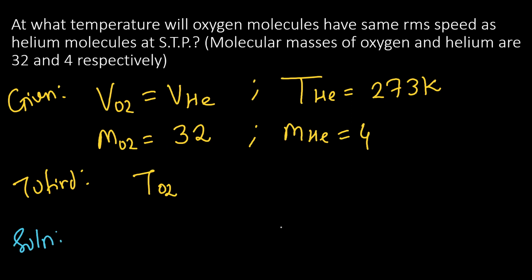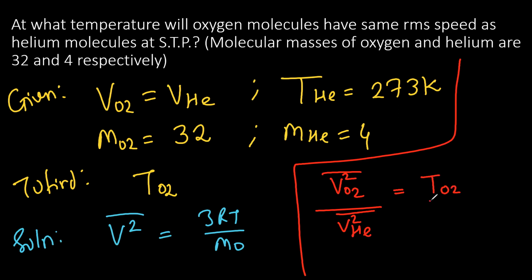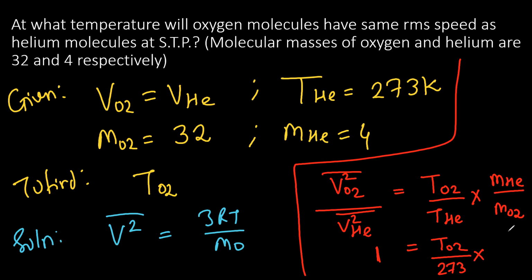See, we know the formula: v square bar is equal to 3RT divided by M. So if you take the ratio, what will happen? V O2 square divided by V He square will become 3R, which is a constant, and the temperature and M remain. So the term is T O2 divided by T He into M He divided by M O2. Now we know that these two are the same, so we can write 1 here. Both are the same, so even if I take a square, it is still 1. We don't know T O2. This is 273. M He is 4 and this is 32.